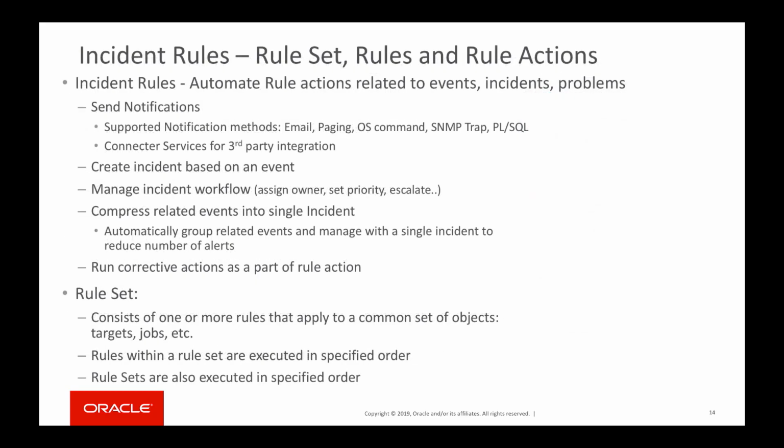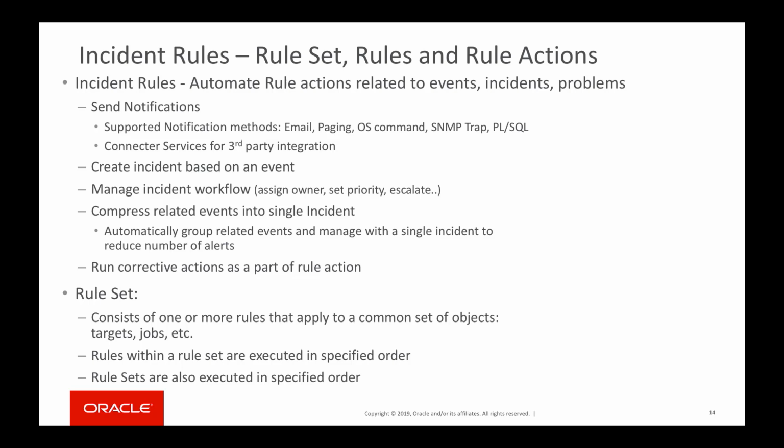So we just talked about corrective actions, which get triggered when an event is raised. There is another important feature in EM that gets triggered at the time of event generation, which is the notification. And the notification is controlled in the feature called incident rules. In Enterprise Manager, incident rules automate rule actions related to an event, incident, or problem, and the notification is one of the rule actions that an incident rule can execute.